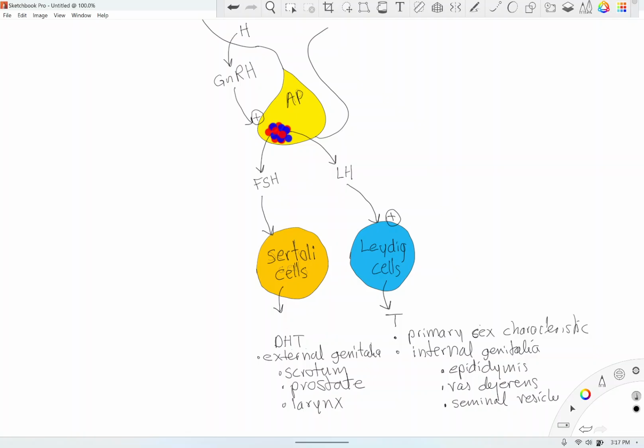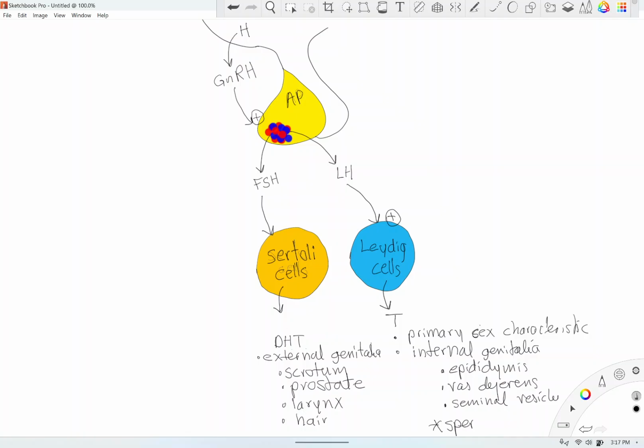The most important function of testosterone is spermatogenesis. Spermatogenesis is not the same as spermiogenesis. Spermiogenesis is the job of dihydrotestosterone. Spermatogenesis is production of sperm cells, growth of sperm cells. Spermiogenesis is maturation of sperm cells. So these are the few things that we should know in terms of male physiology.